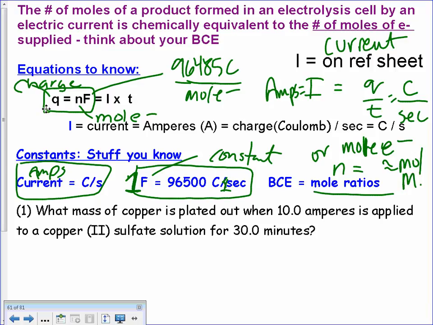So I'm going to show you some examples first, and then I think you'll kind of get the hang of it, okay? So these are calculations based off the process of electrolysis.